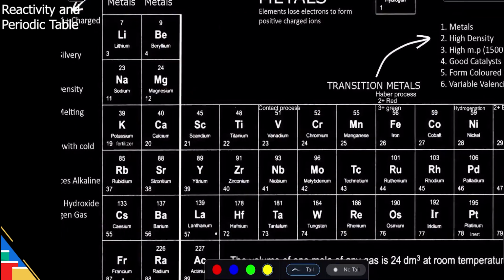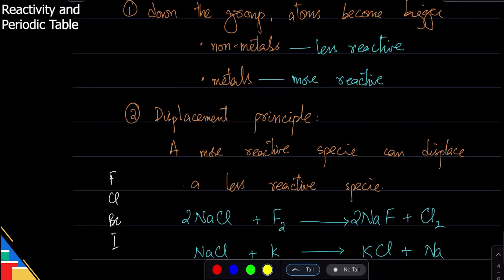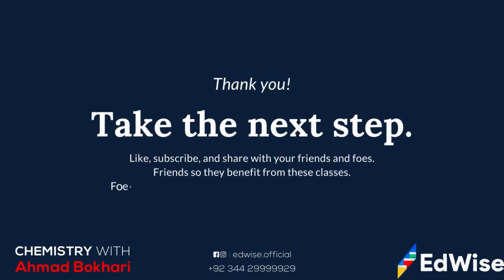But the key concept in this chapter that you need to know is this, that if an atom is down the group compared to the other one, you can easily compare them and you will know that for metals, bigger is more reactive. For non-metals, bigger is less reactive. Do you understand this?